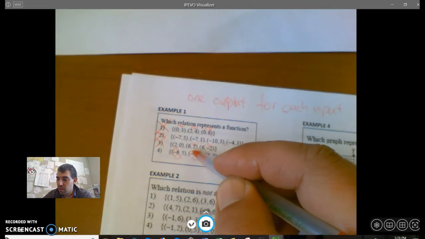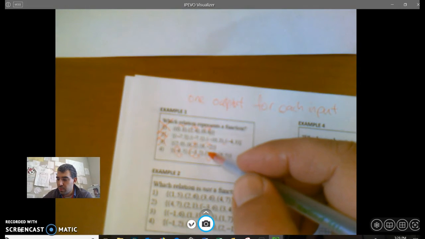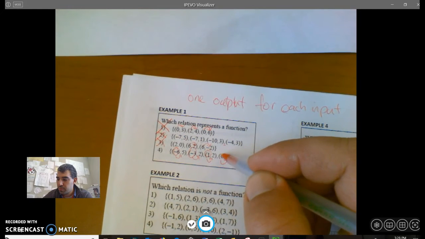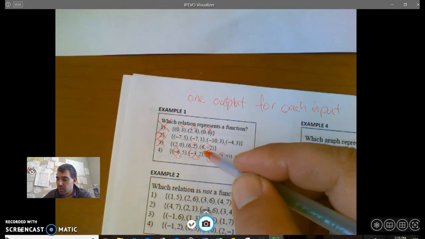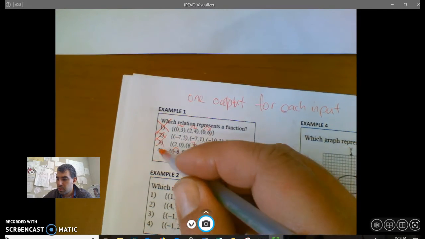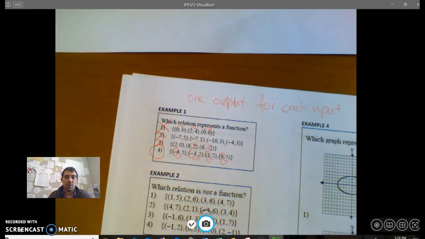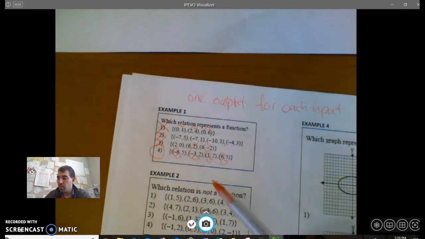Are these all different? They are. -6, -3, 1, 6. So that is a function. Can the outputs be the same? Sure. But we cannot have the same input giving us a different output.